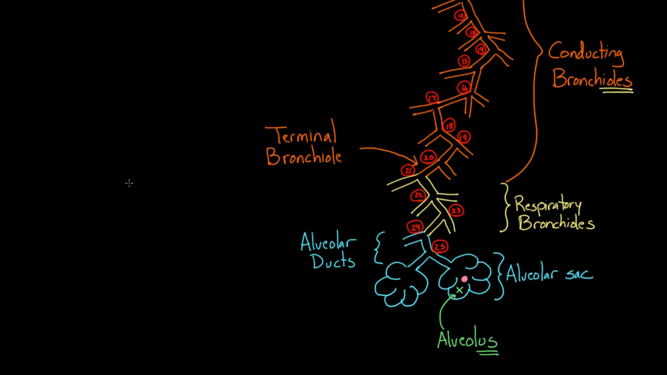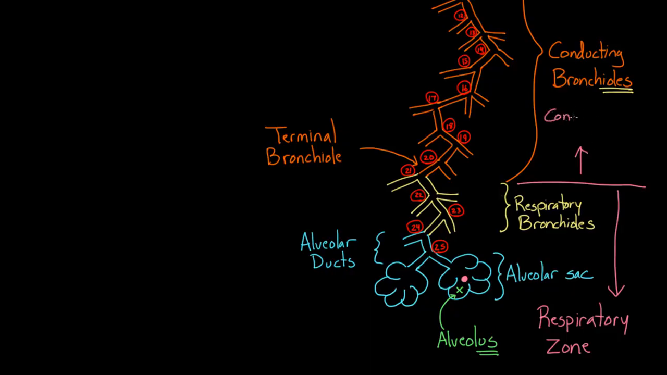Now, this entire area going from respiratory bronchioles on downwards, this is all called the respiratory zone. The respiratory zone. And anything above that is considered the conducting zone. That really includes not just the conducting bronchioles, but all the stuff above it. So all the bronchi, and even the larynx, and the mouth, and the throat, that's all considered part of the conducting zone.